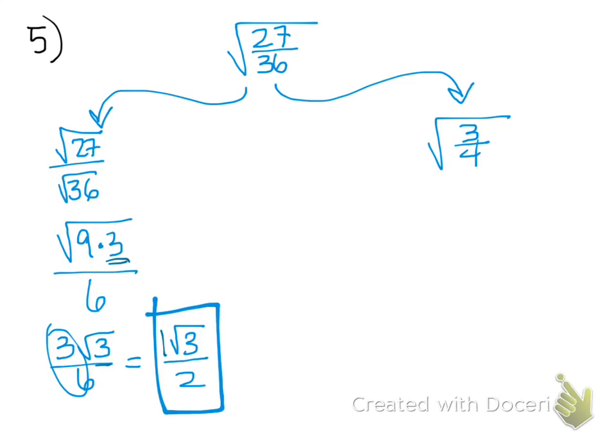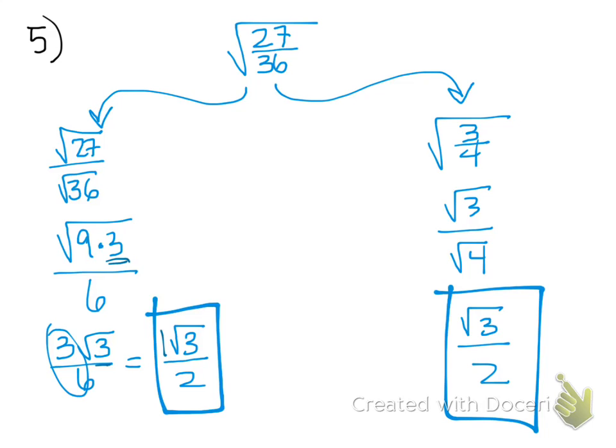The other way you could do it, if you recognize that 27/36 was 3/4, and then if I write it as the numerator and denominator, it's already simplified. So I have the square root of 3, and then the square root of 4 is 2, and so I end up with the same final answer.